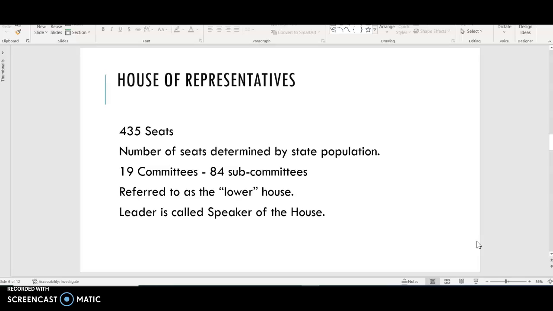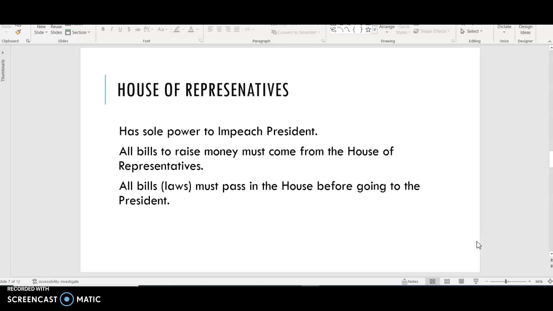The person who starts all the meetings and allows people to talk is called the Speaker of the House. The House of Representatives has sole power to impeach the president if a president is doing something that is illegal and that a president should not be doing. They are the first group of people who will vote on that.